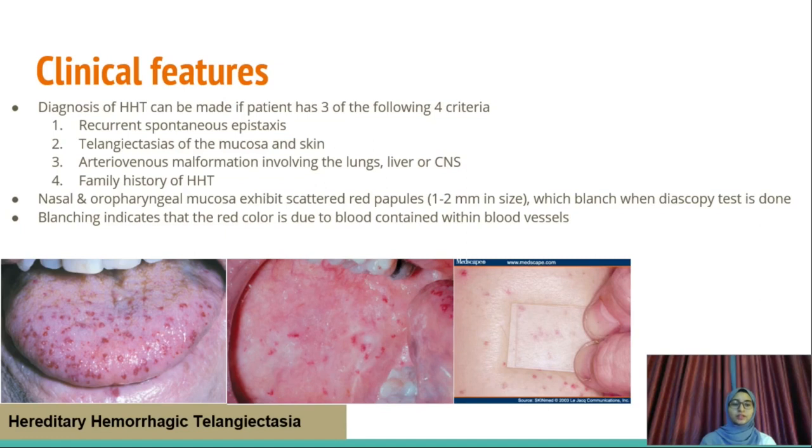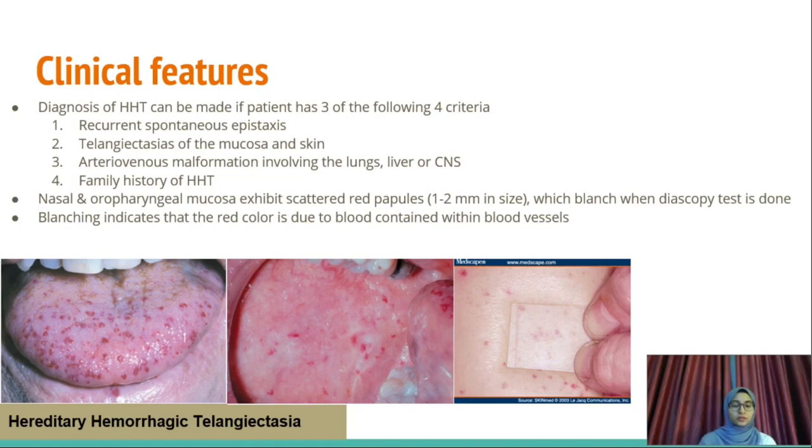Diagnosis of hereditary hemorrhagic telangiectasia can be made if the patient has three of the following four criteria. 1. Recurrent spontaneous epistaxis. 2. Telangiectasia of the mucosa and the skin. 3. Arteriovenous malformation involving the lungs, liver, or central nervous system. And finally, 4. When the patient has a family history of hereditary hemorrhagic telangiectasia.